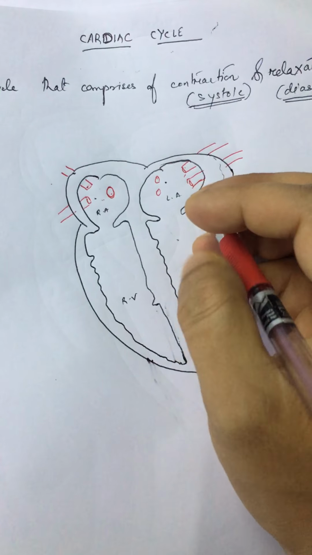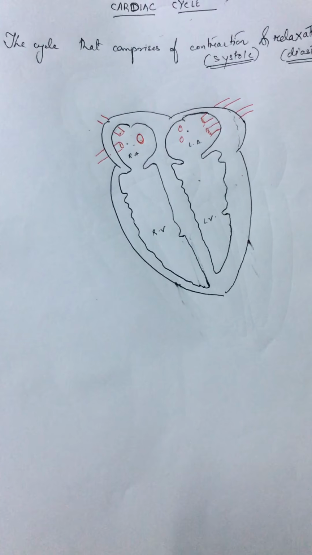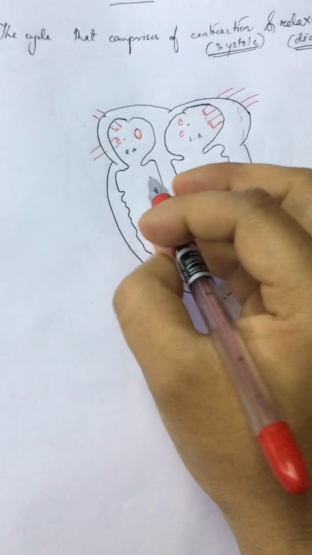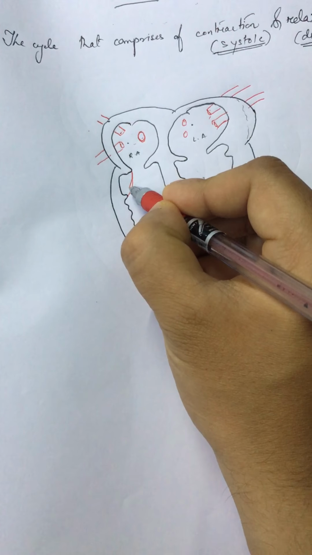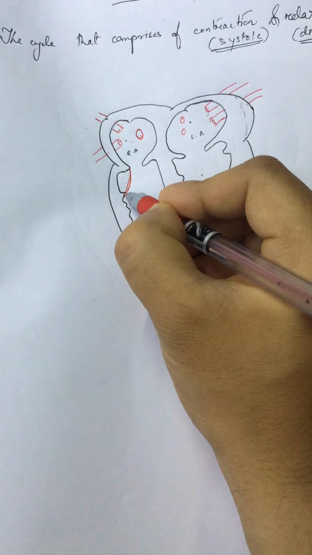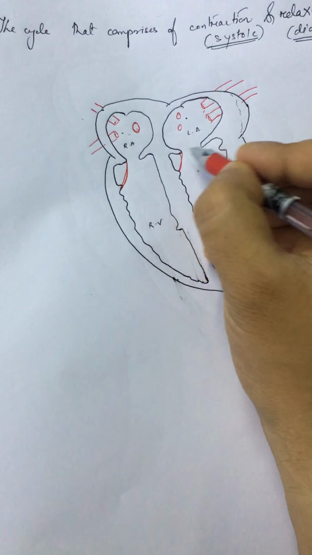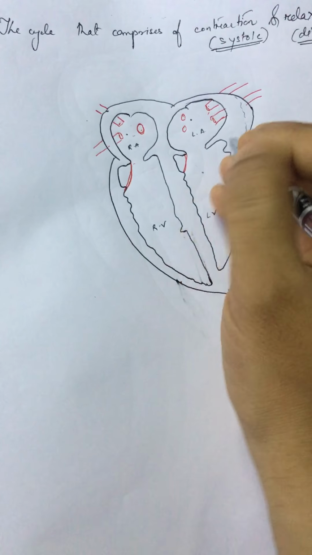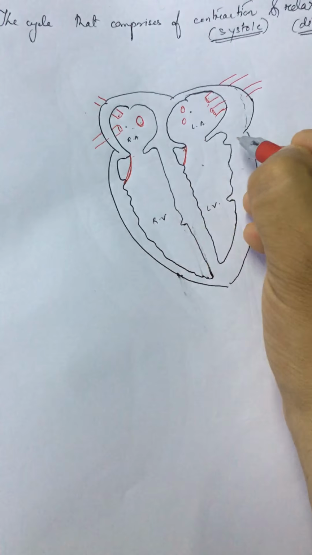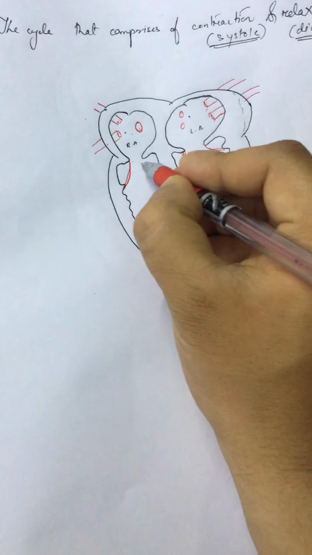Okay, now let me draw the chordae tendineae also, which will be attached with the papillary muscles to the valves, that is, to the bicuspid as well as the tricuspid valve. These valves are the bicuspid valve, and this valve is the tricuspid valve, and this is the chordae tendineae. Okay, it will be present on both sides.